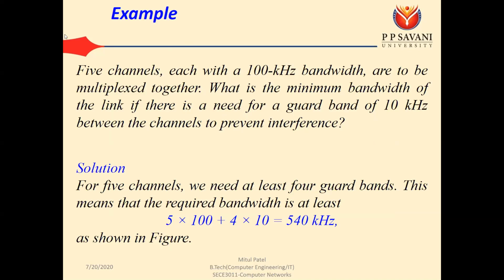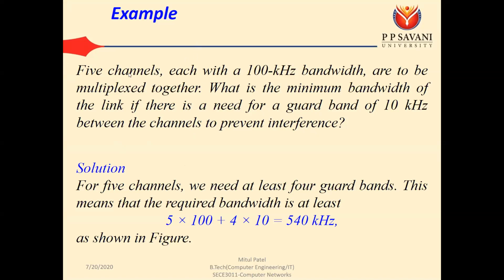Let's take another example. We have 5 channels, each with 100 kilohertz bandwidth, to be multiplexed together. What is the minimum bandwidth of the link if there is a need of a guard band of 10 kilohertz? In the previous one there was no need of a guard band, but here we require a guard band of 10 kilohertz between the channels to prevent interference, or we can say overlapping.